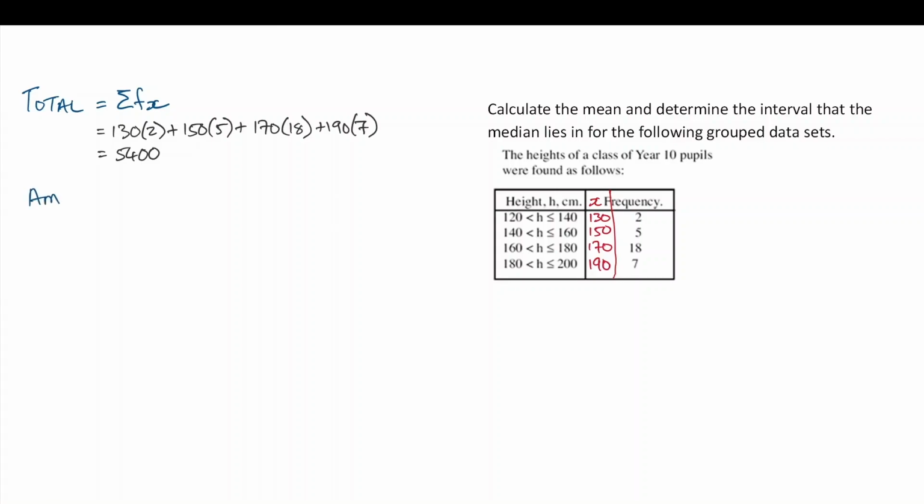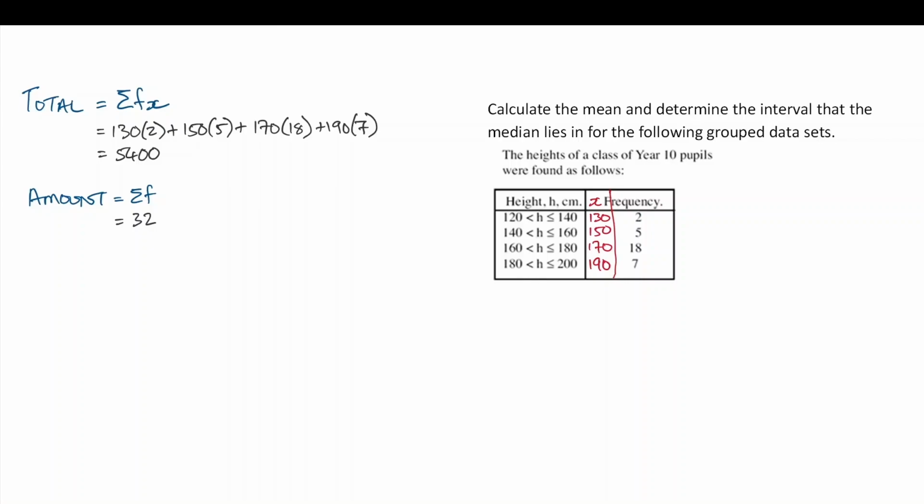This is the total. We also need to know the amount of values, the amount of year 10s that were involved. So we want the sum of f. The sum of f and n, they serve the same purpose. From a frequency table, naturally we're going to use the sum of f. 32 year 10s are involved.